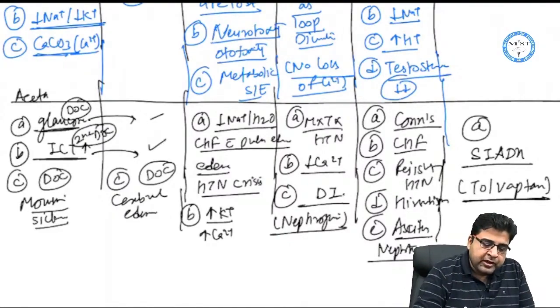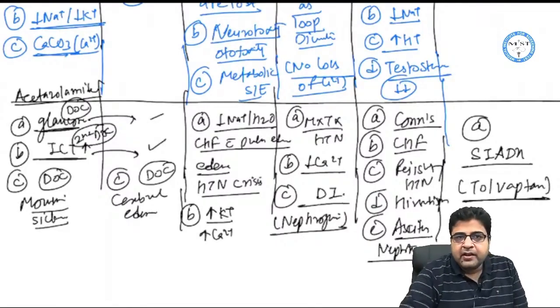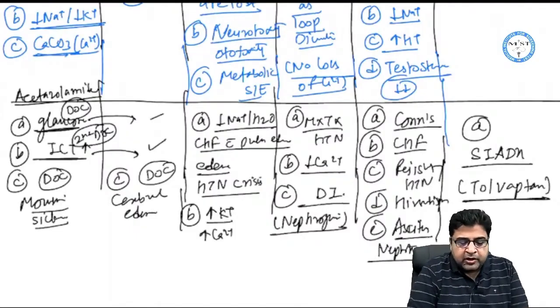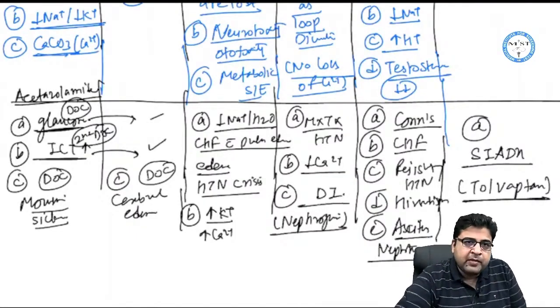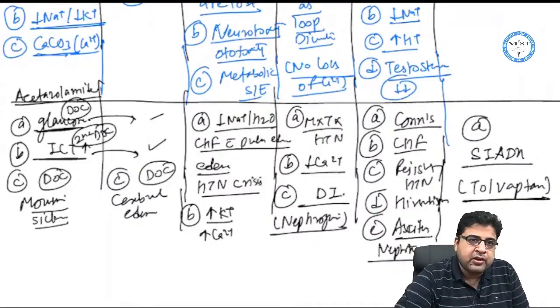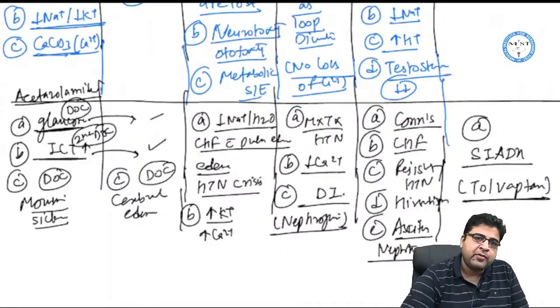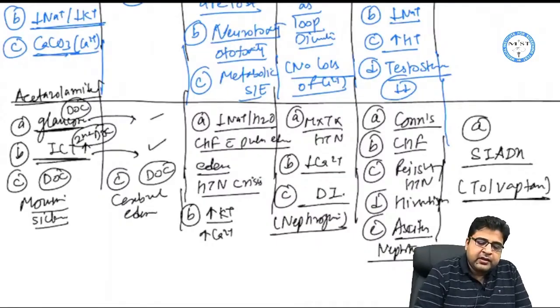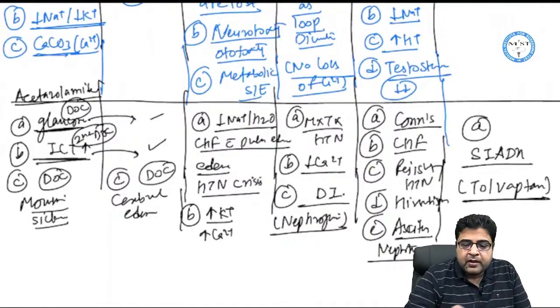I hope you know the drug name acetazolamide. Acetazolamide is considered as drug of choice for acute attack of glaucoma. Acetazolamide is drug of choice for acute attack of angle closure glaucoma, and this acetazolamide is a second drug of choice for raised ICT.